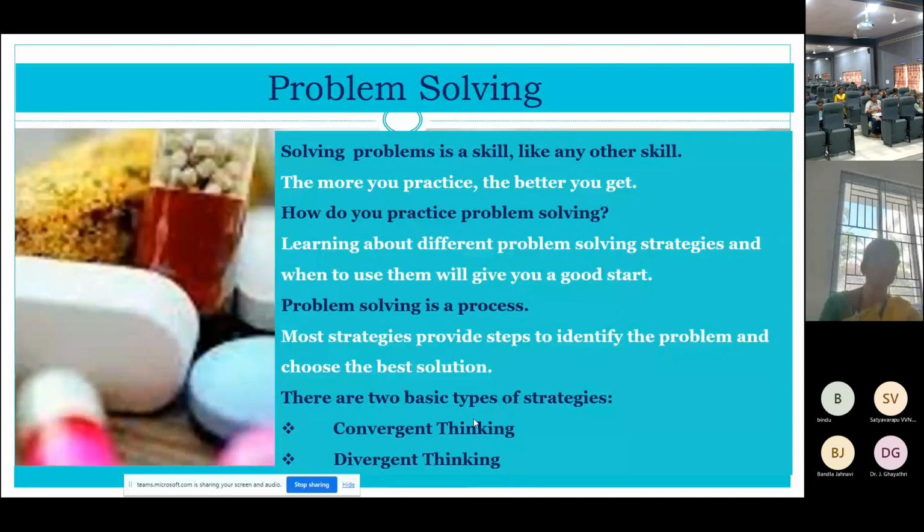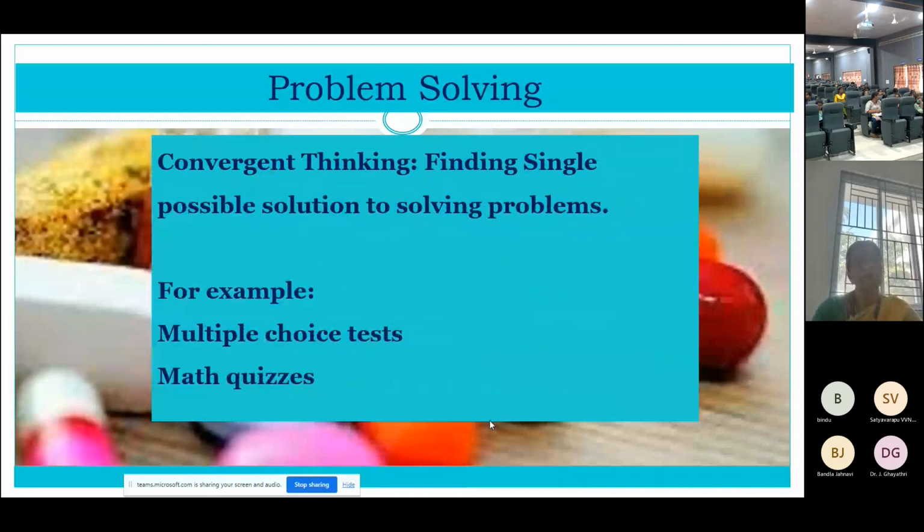The first one is convergent thinking and the other one is divergent thinking. In convergent thinking, you are finding a single possible solution to the problem. For example, multiple choice tests, math quizzes. For these, you will have only one solution, that is the final solution. So that is convergent thinking.